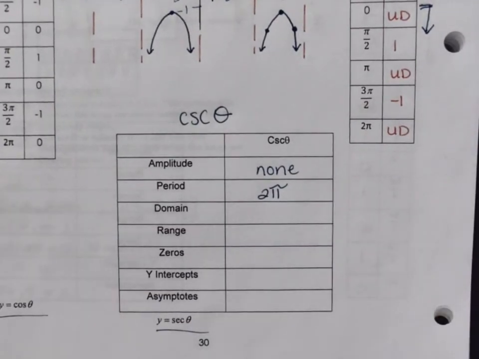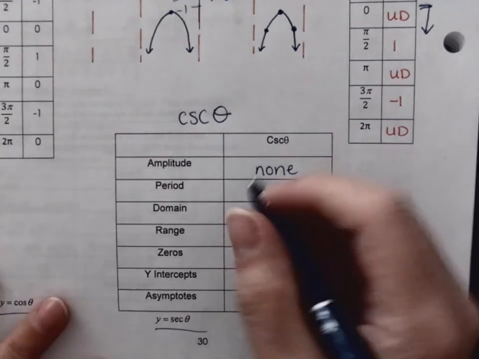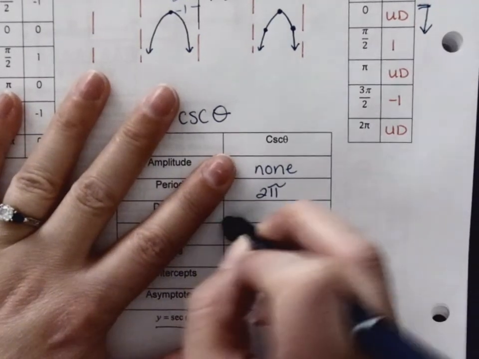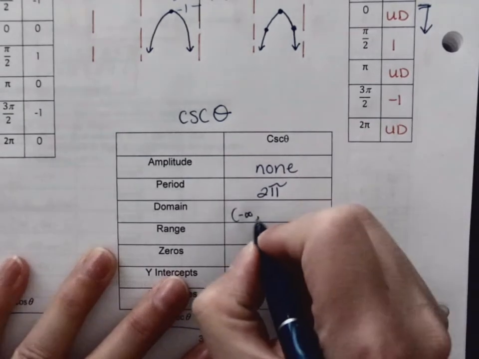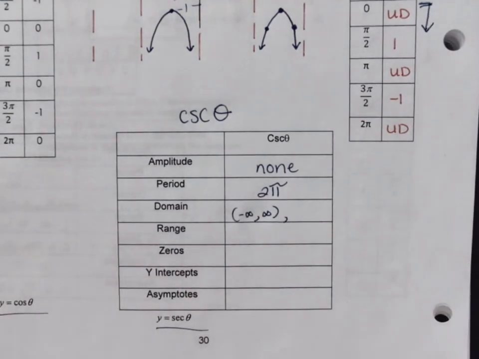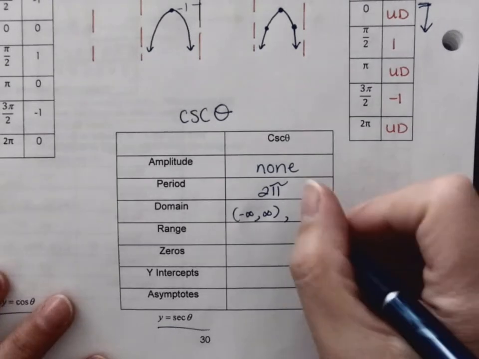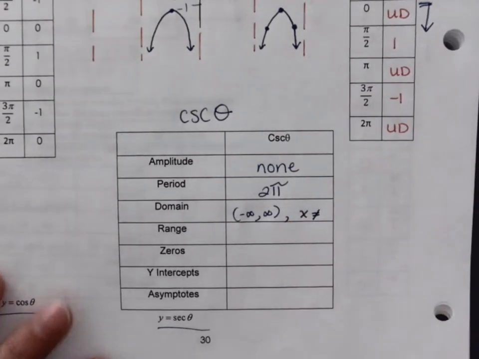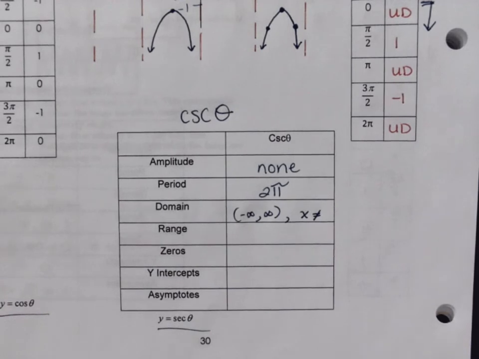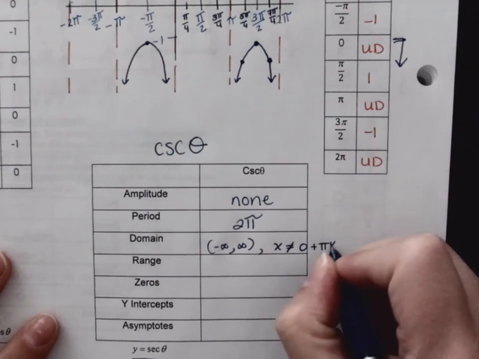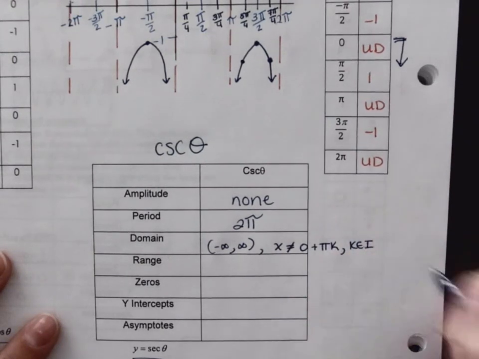Okay, domain. Everywhere except the asymptotes. So domain is x ∈ R. You are totally 100% okay if you want to put it as negative infinity to positive infinity. And now we do the restriction of the asymptotes. So what's the restriction of the asymptotes? x cannot equal, where's my very first asymptote? It's at 0. Plus, yes, k is an element of the integers. Beautiful.